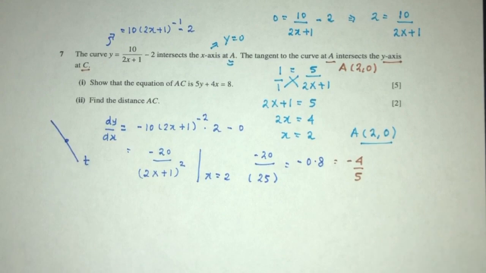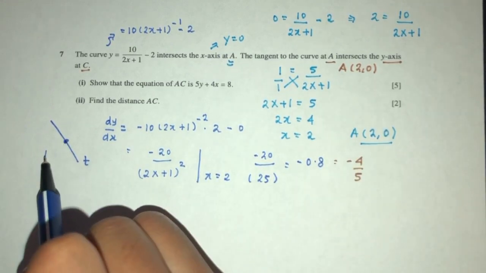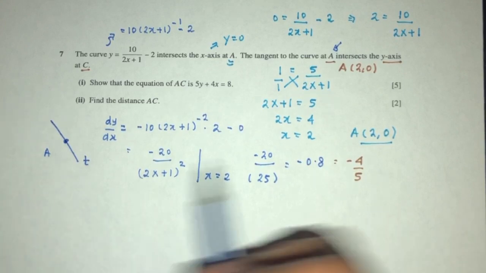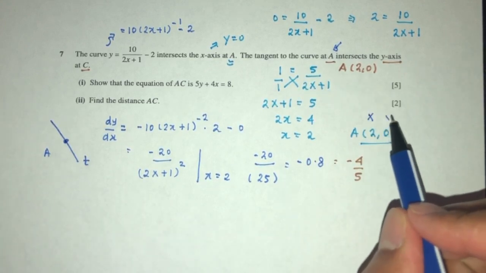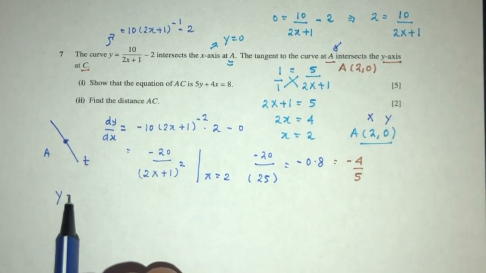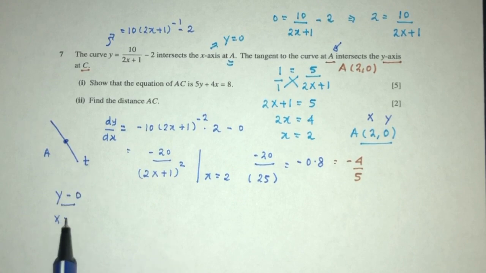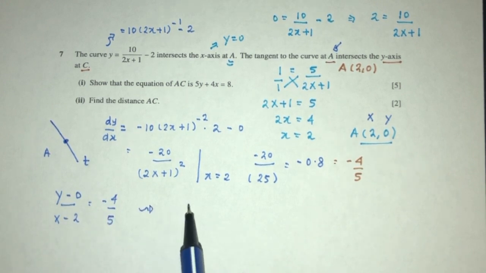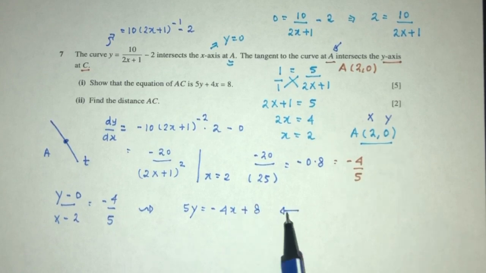Now what is a passing point? You can see the passing point is your point A as given here. So A will be this is my x value, the y value, so we can find the equation: y minus 0 over x minus 2 has to be minus 4 over 5. Now we can cross multiply, let's see what happens. That'll be 5y equal to minus 4x plus 8. That will be my equation of the tangent. That's the step number 1.